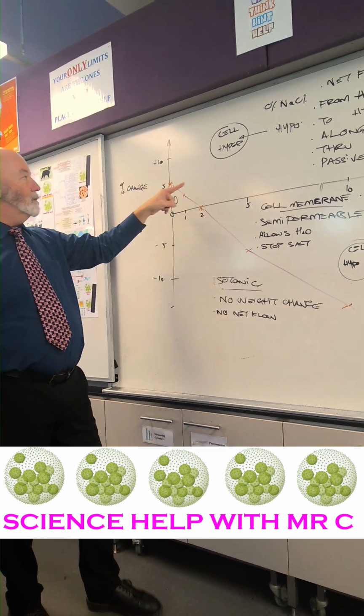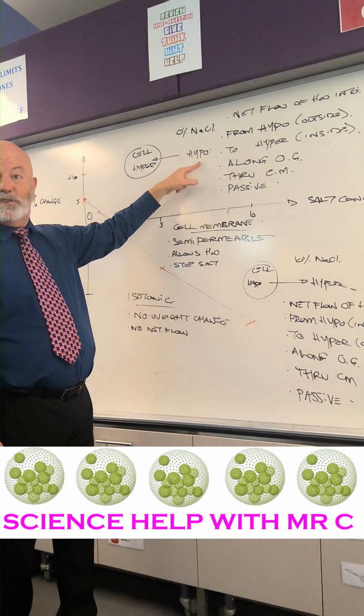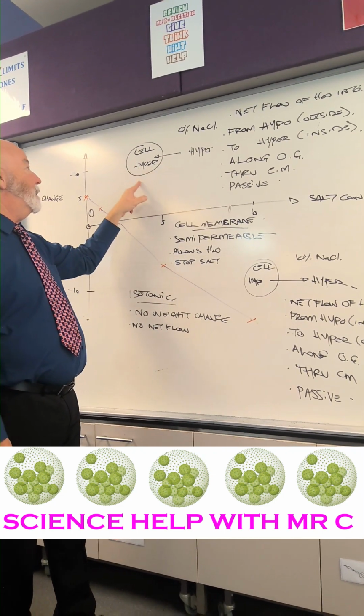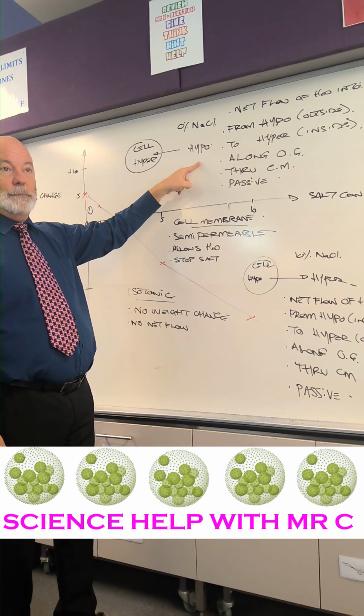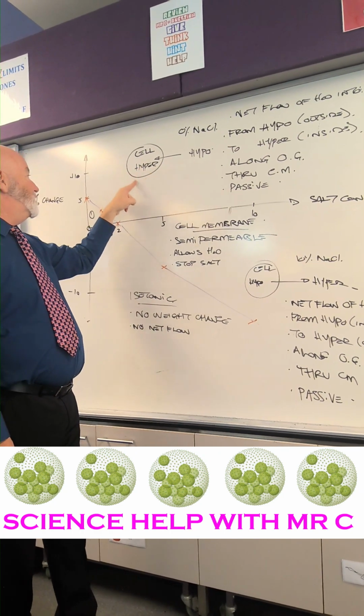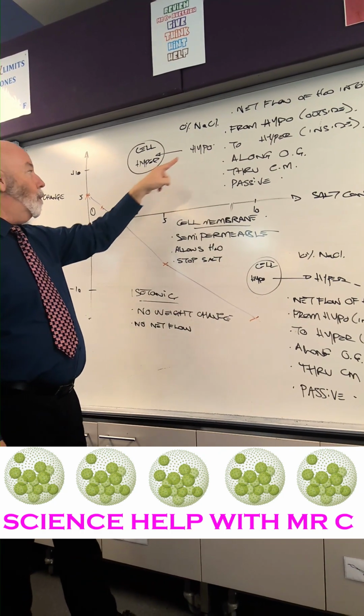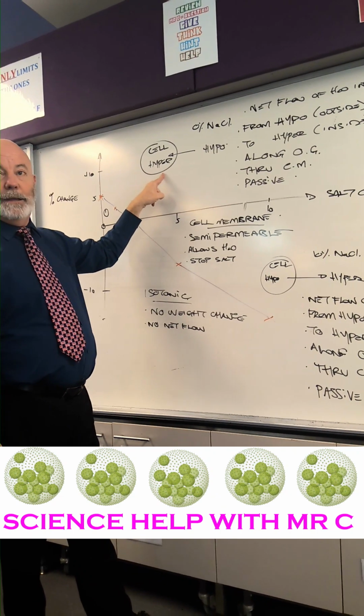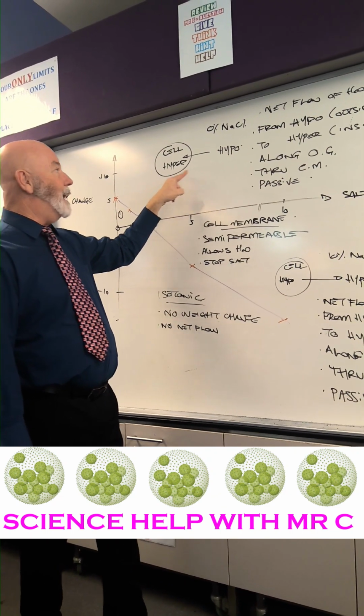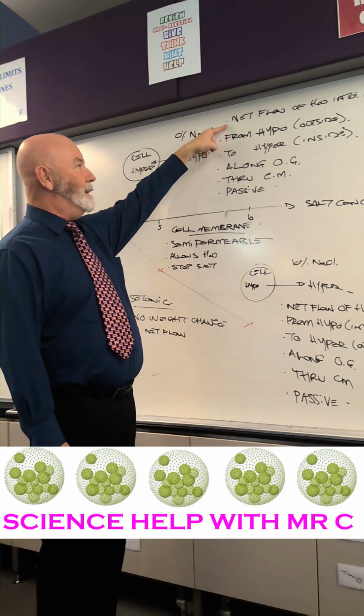This is because water is going to flow from the 0% salt solution into the cell. So the 0% salt solution is going to be hypotonic. The cell is going to be hypertonic, and water is going to flow in, making it increase in weight. When we explain it, we say that the net flow of water is into the cell.